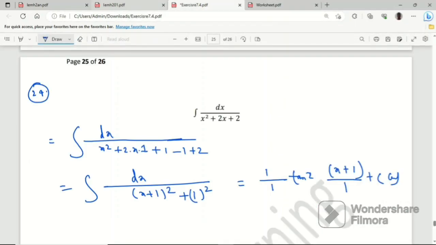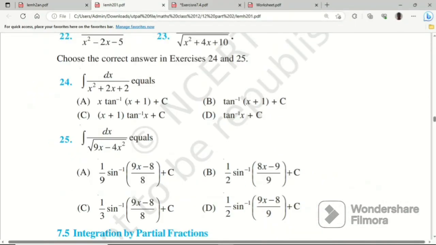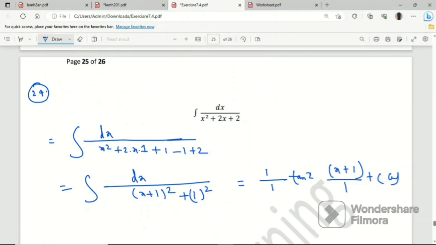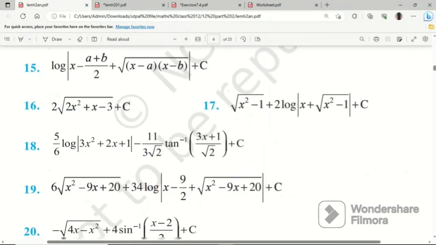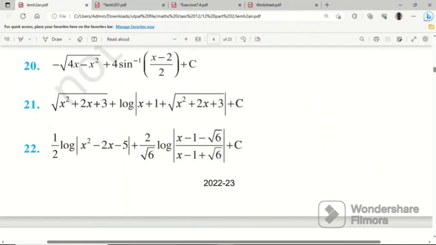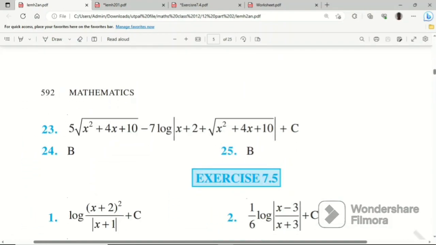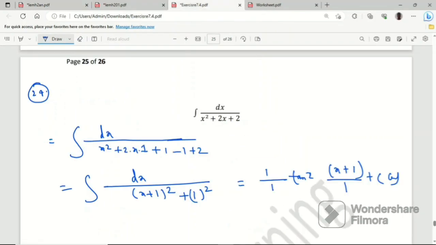So we can see here 24th number, tan inverse x plus 1 plus c. I think B should be our answer. Tan inverse x plus 1, just tan inverse x plus 1, we can check the answer for 24th number. Okay, yes, B is there. So now we can try 25th number.